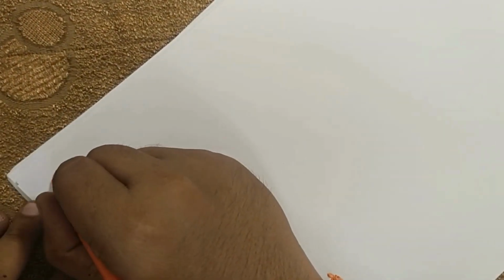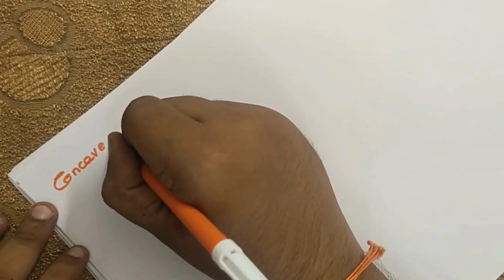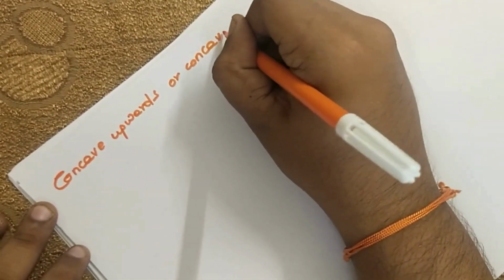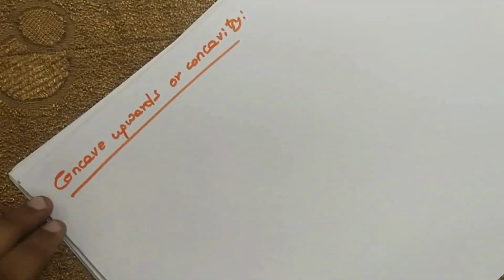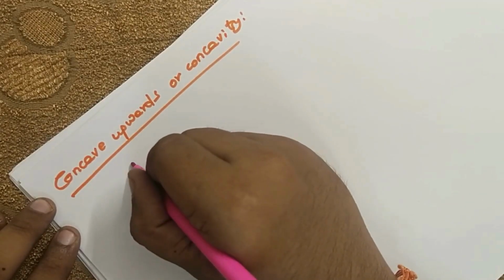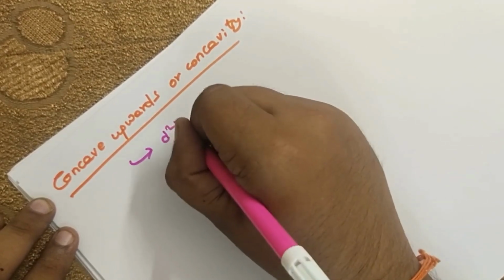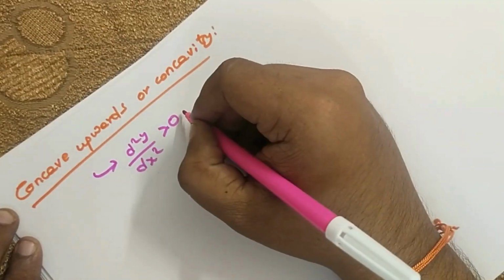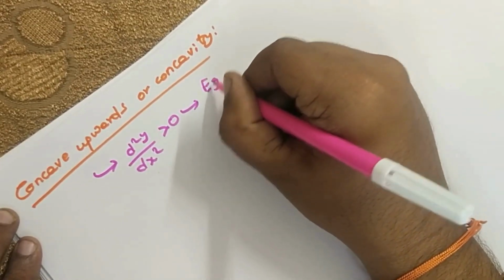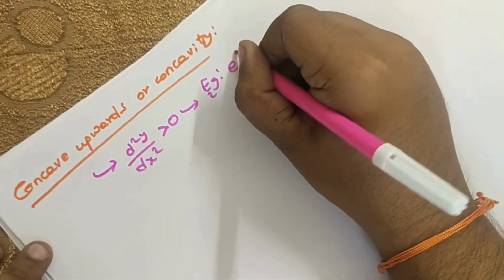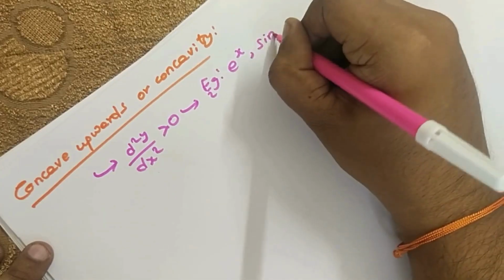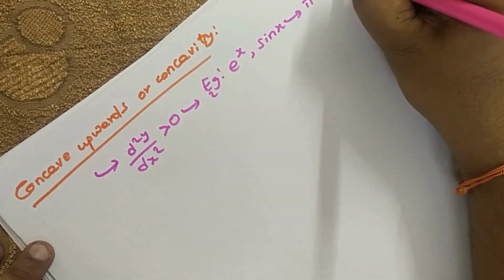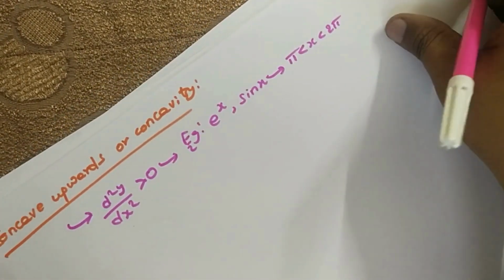Concave upwards, which we can also call concavity. For this to hold, the check point is that d square y by dx square should be greater than 0. We have already seen this. The best examples for concavity are e power x and sin x from pi to 2 pi. All of these can be taken as examples.